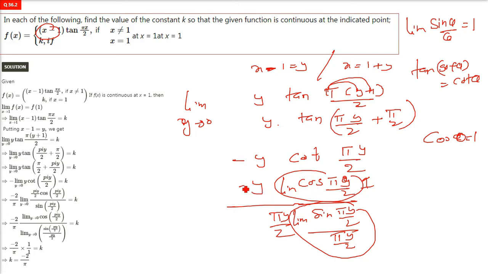Okay, so what is remaining? Minus y divided by pi y by 2. y gets cancelled and 2 goes up, so it is going to be minus 2 by pi. So this is going to be equal to k. So this is the actual way in which this question needs to be done, not in the way the solution I just gave you a few seconds earlier.